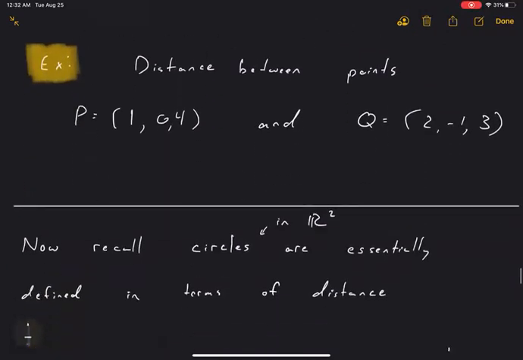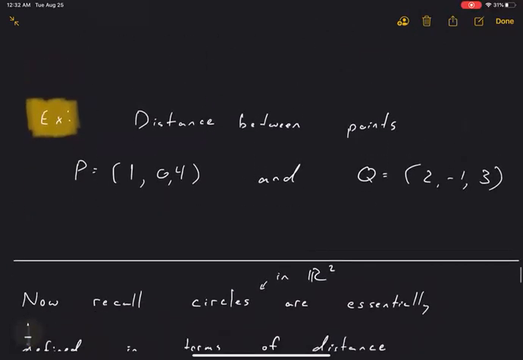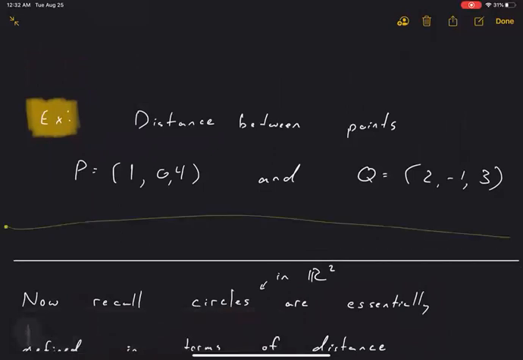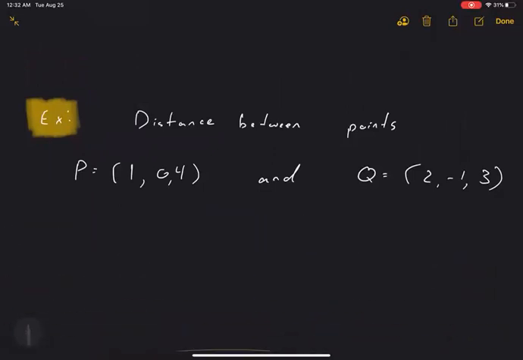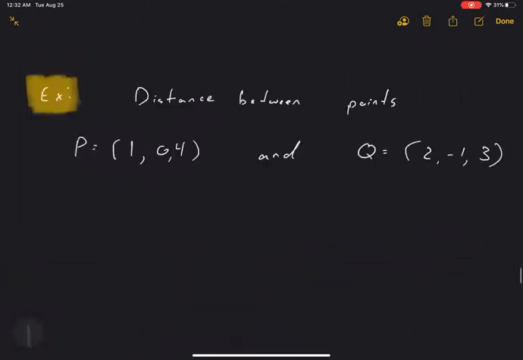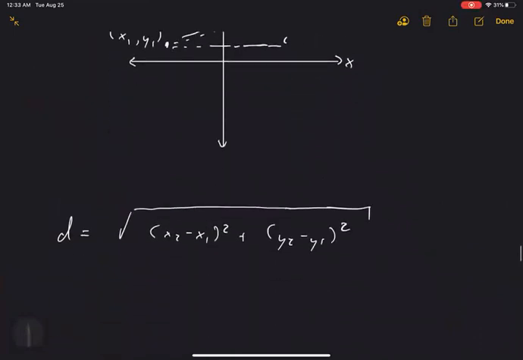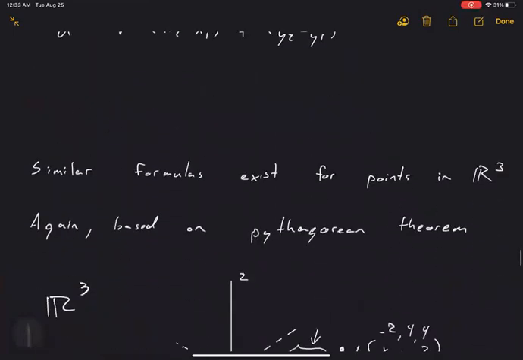Okay. And what about if, instead of starting at the origin, I want to find the distance between 2 points? Again, it's going to be very similar to the two-dimensional analog. In 2 dimensions, it was the square root of x2 minus x1 squared plus y2 minus y1 squared.